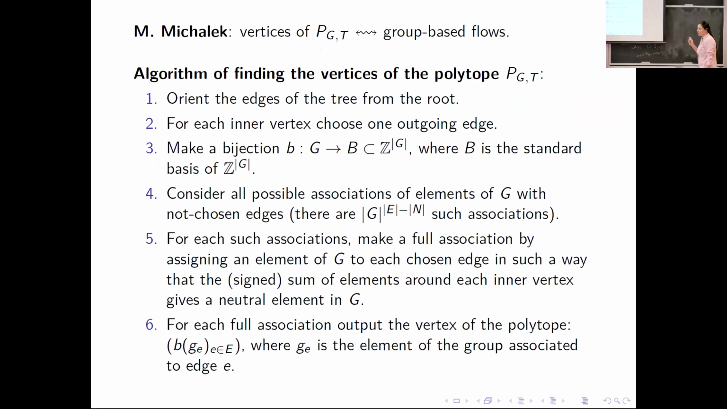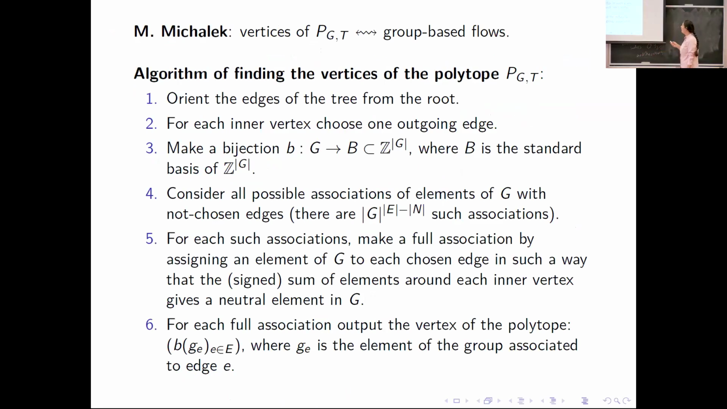The thing is that the vertices of our polytopes are in one-to-one correspondence with the group-based flows. And there is a nice algorithm given by Mateusz Michałek for finding the vertices of the polytope. And this goes like this.